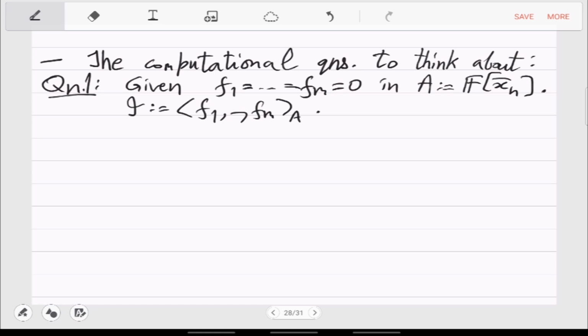So this is the relevant ideal, and you can ask whether the zero set is empty, which is equivalent to testing whether 1 is in the ideal. This was the content of Hilbert's Nullstellensatz. So this is a very practical question. Any practical problem you can actually formulate as this.